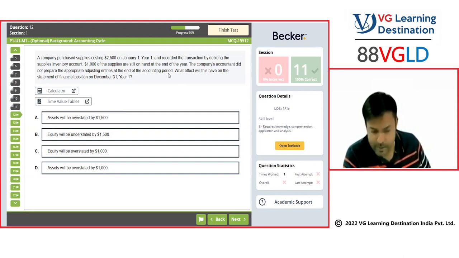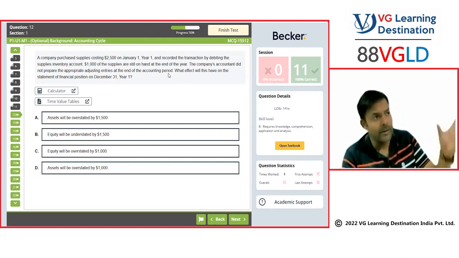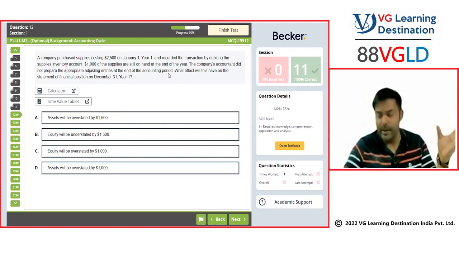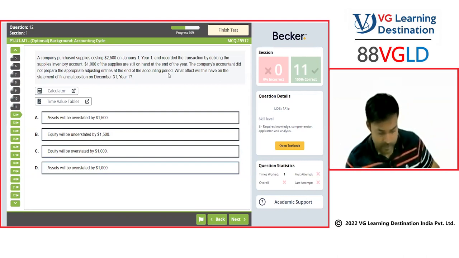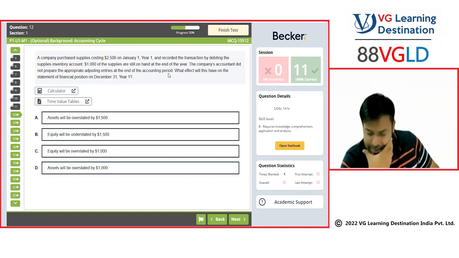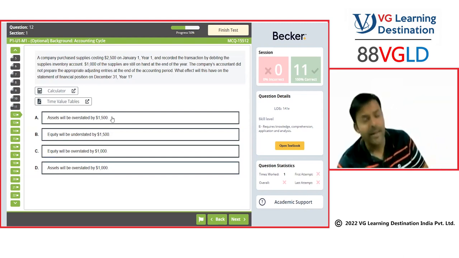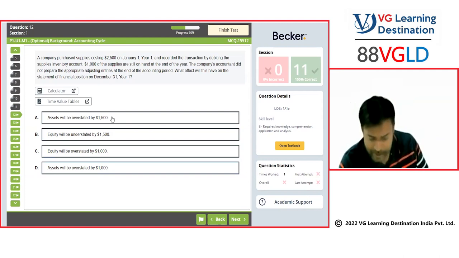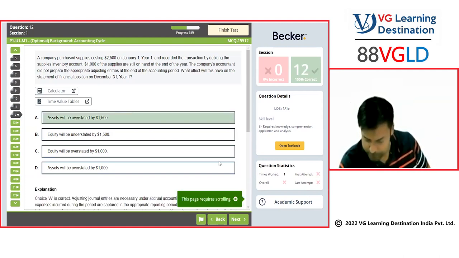What should be the answer, guys? Correct inventory is 1000. Your inventory is still appearing at 2500. What should be the answer? Correct. Asset would be overstated by 1500 in that case. You have not made that adjustment, so obviously your inventory is higher by 1500. Inventory is the asset, so asset is going to be overstated by 1500. Correct.